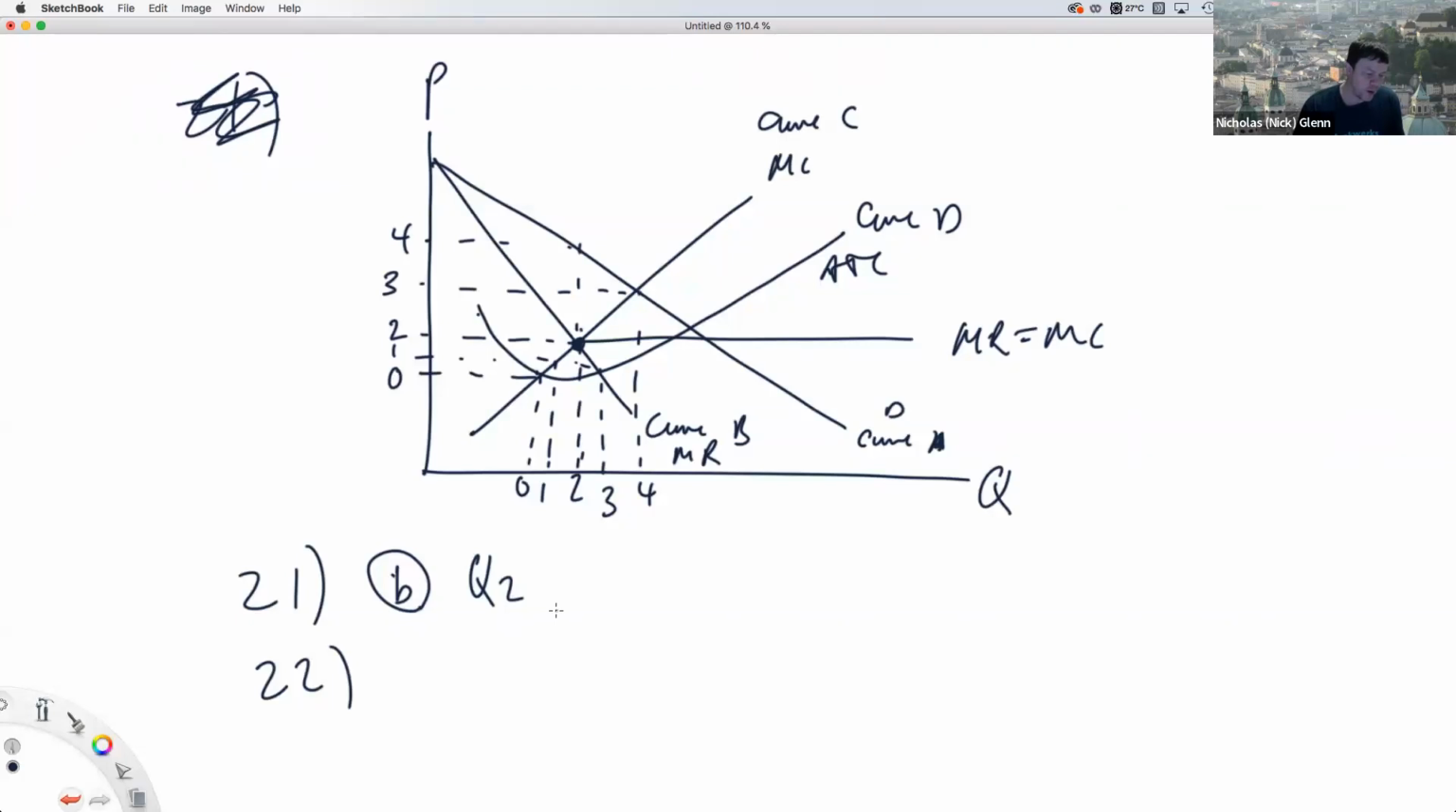22 asks, profit will be maximized by charging a price equal to what? Well, you're producing here at 2. You don't charge this price, you actually can mark it up. This is what consumers are willing to pay here on this demand curve. So you actually charge price 4. So that's going to be D.